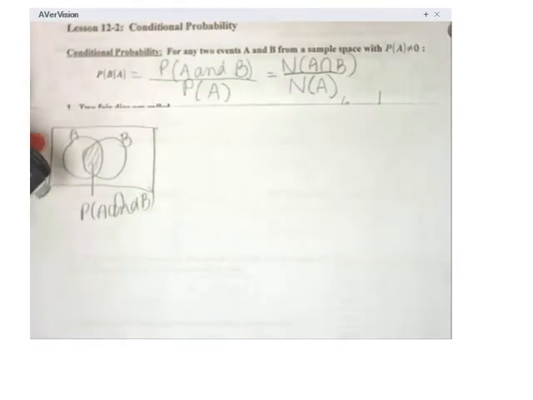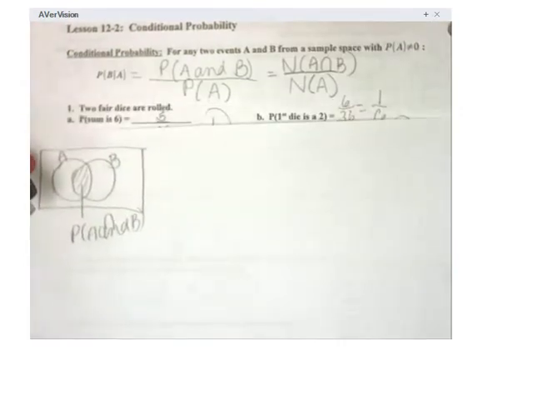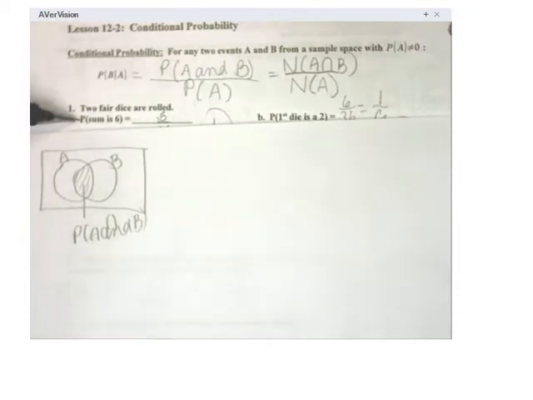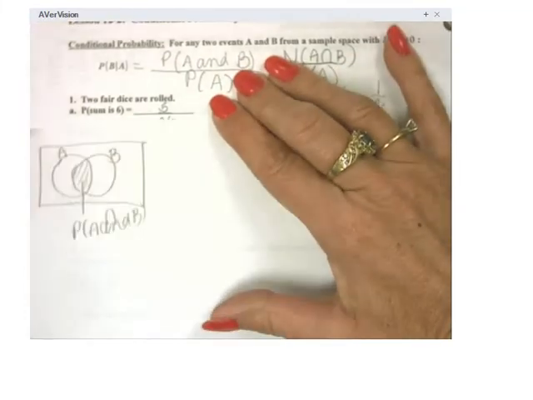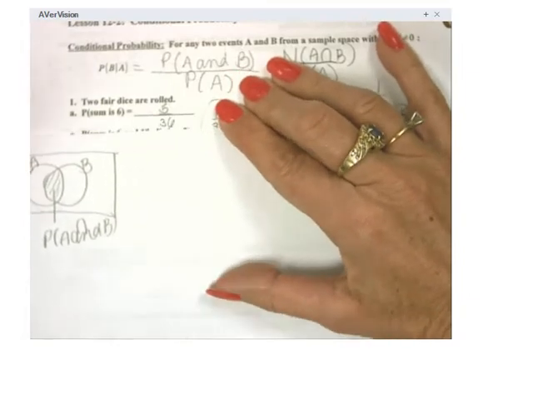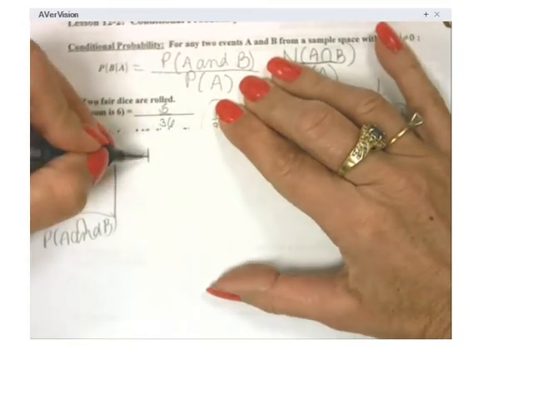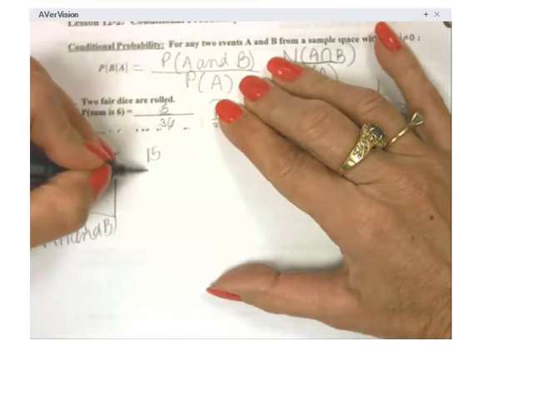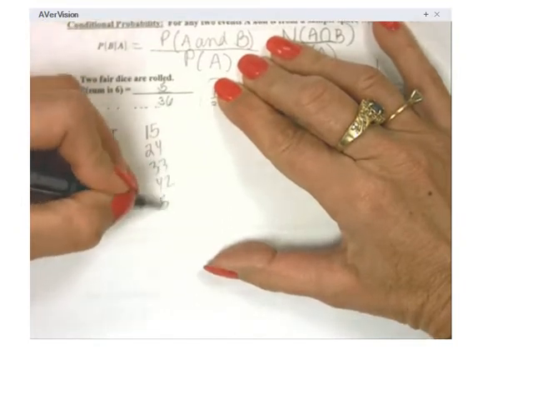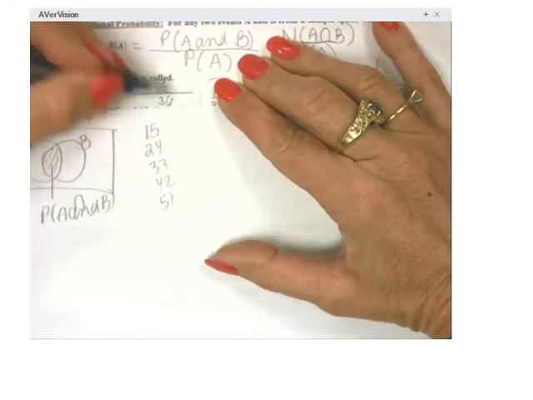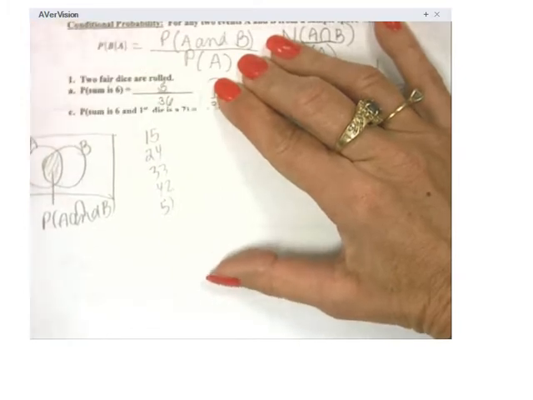So we have two fair dice rolled, and I want to find the probability of getting a sum of 6. If we start out with a sum of 6, we could write down all the different ways that it occurs. We know that a 6 can happen with a 1 and a 5, with a 2 and a 4, with a 3 and a 3, a 4 and a 2, and a 5 and a 1. So we have 5 ways out of 36 for that to happen.